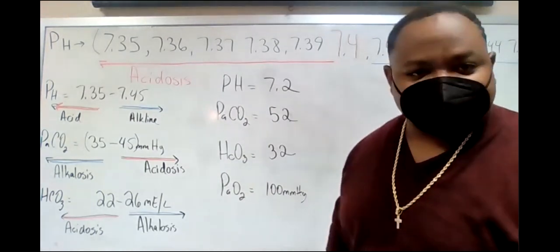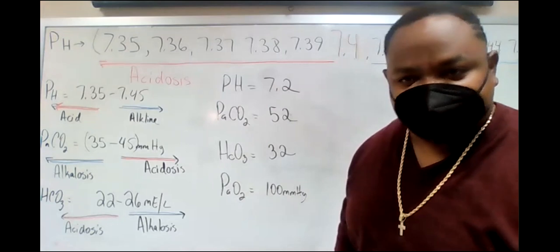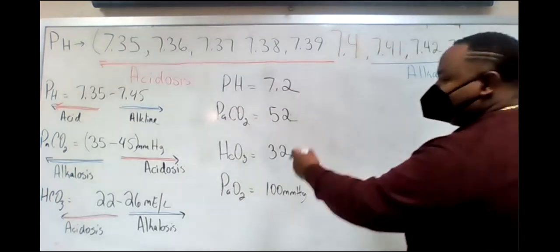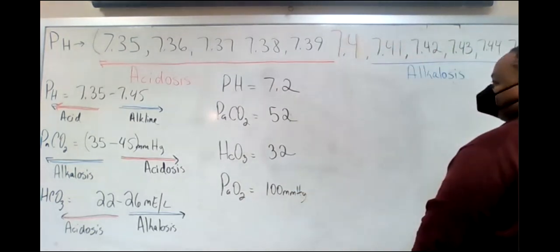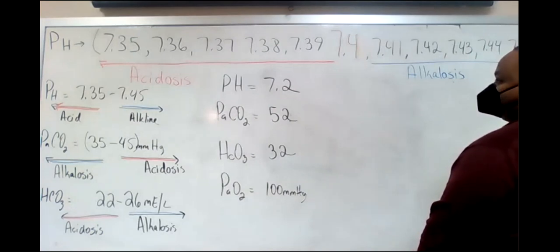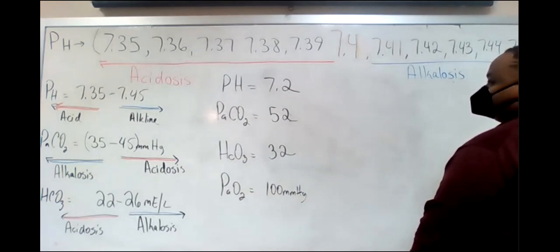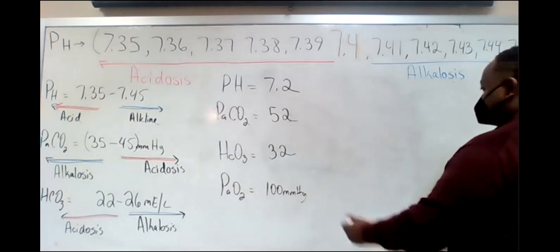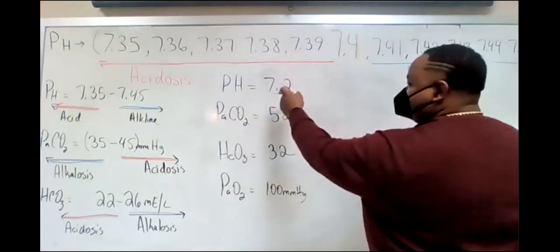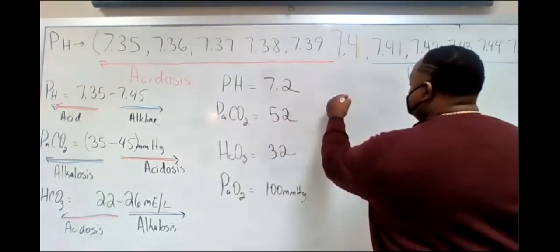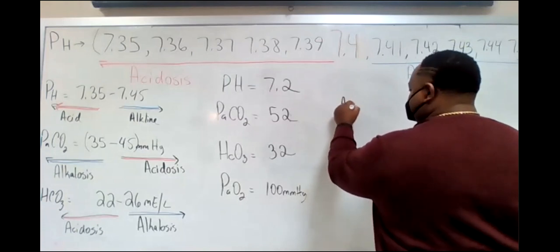Let me ask one at a time. Let's see here. Talisha, what is pH doing? pH is in acidosis. We ain't even in normal range. 7.2 is way down there. We are simply in an acidosis.